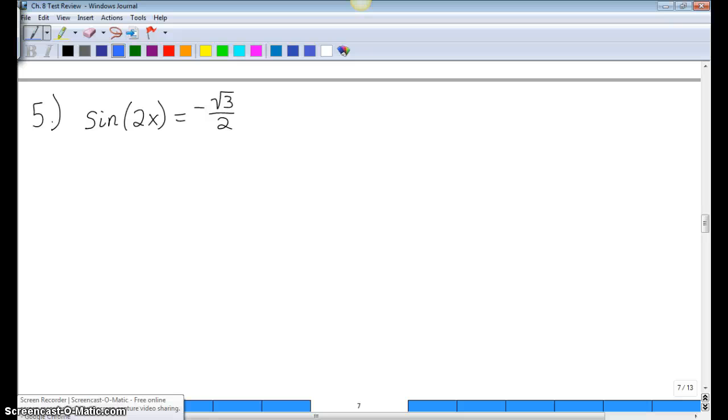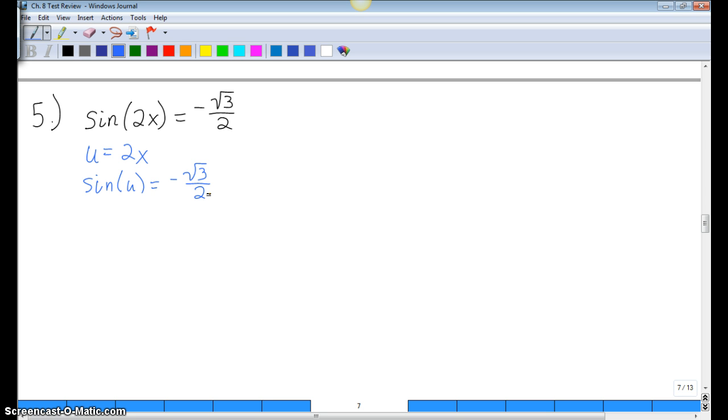So number 5 in 8.3 is sine of 2x equals negative square root 3 over 2. So the first thing we need to do here is get that 2x substituted. So we'll let u equal 2x. Alright, so our new equation is going to be sine of u is negative square root 3 over 2.